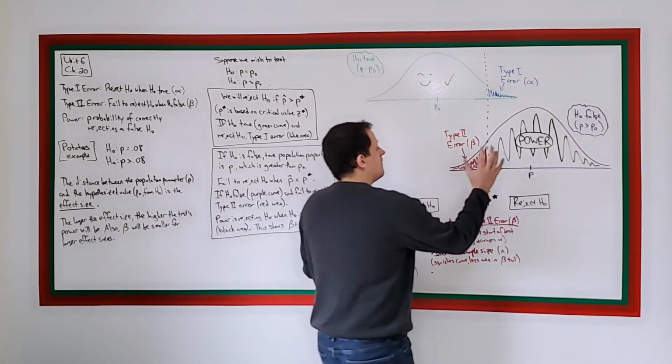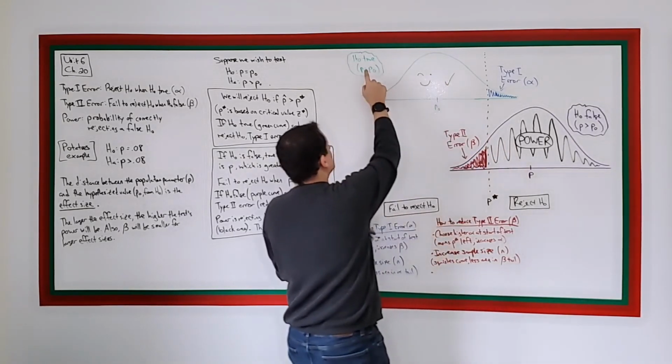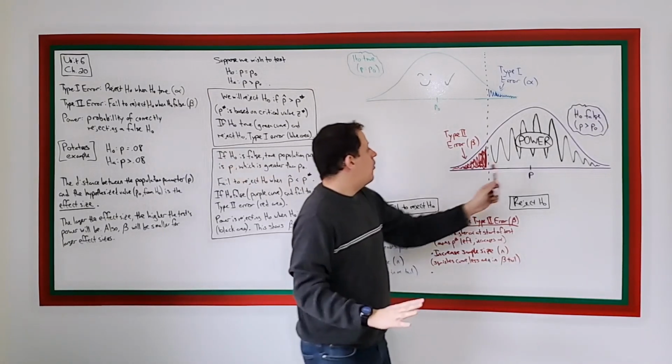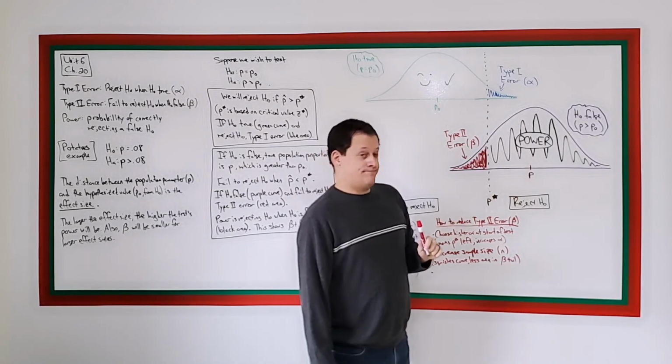Why doesn't that affect alpha? Because effect size will only move this curve. This curve represents P being P naught. That's going to be the same no matter what. The only curve that will move based on what the effect size is the purple one.